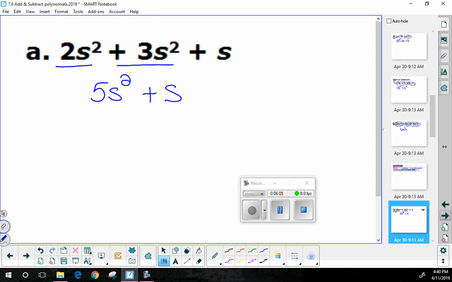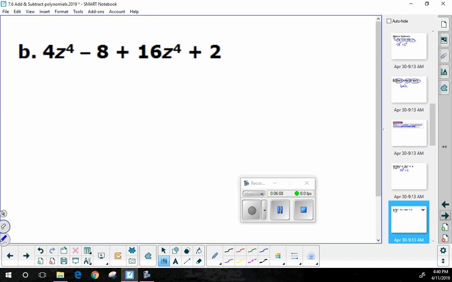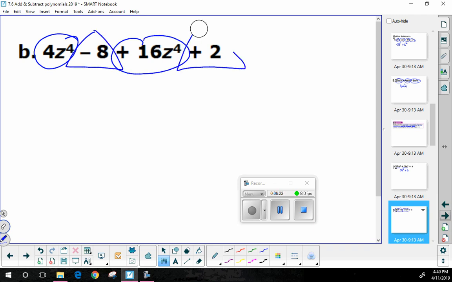The next one for you to write down, 4z to the fourth minus 8 plus 16z to the fourth plus 2. And my like terms are this, and this, and then that, and then that. Whoops. And why is that erasing? I have no idea. All right. No problem. Just blinked out. Let me pause.